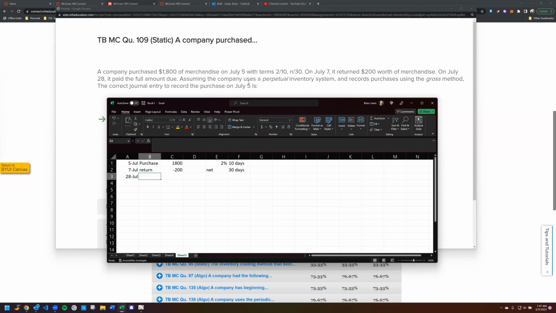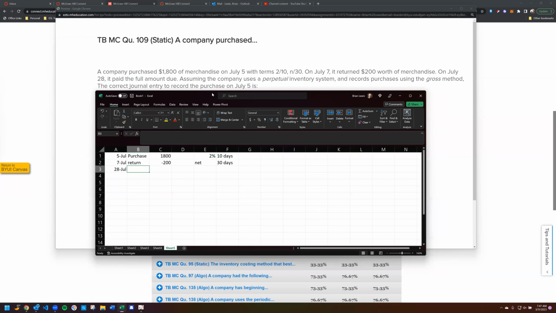On July 5th, it's an $1,800 deal. What am I doing here? Oh, okay. They're looking for... they gave me all this information. I started working it out as if I needed to figure something out and I didn't. Okay, classic, Lewis. What's the journal entry for this first one? That's really the answer to the question. I should have just read the whole thing. And then the correct journal entry to record the purchase on July 5th. That's all I needed to know.